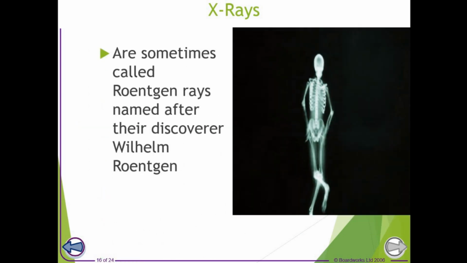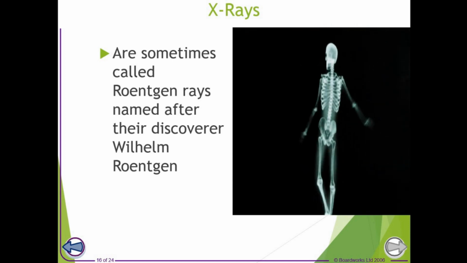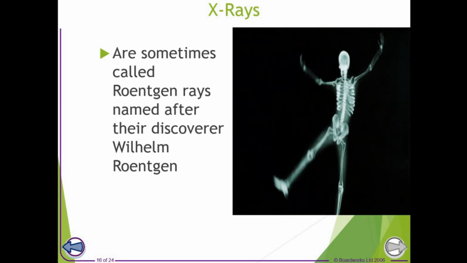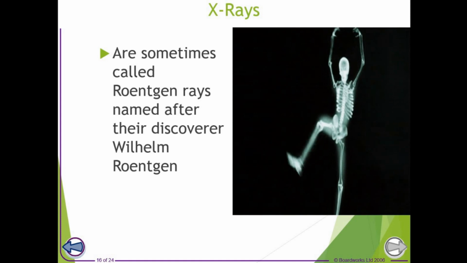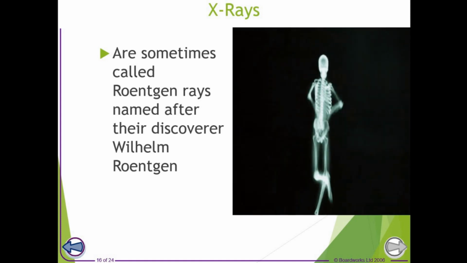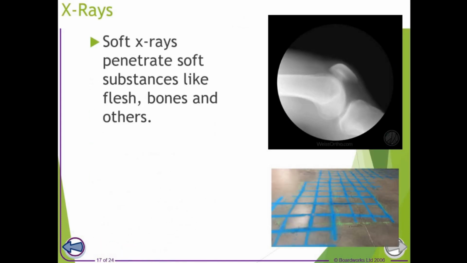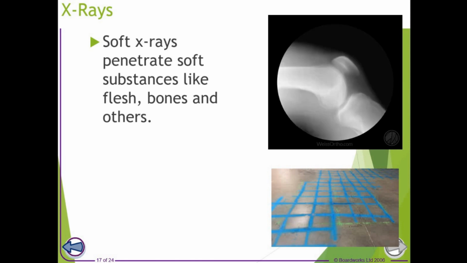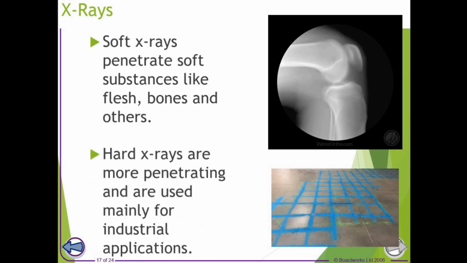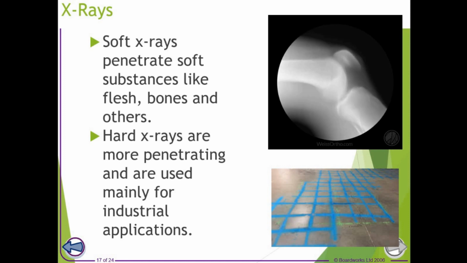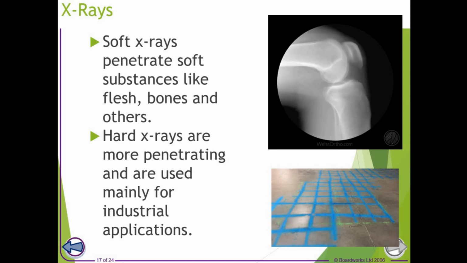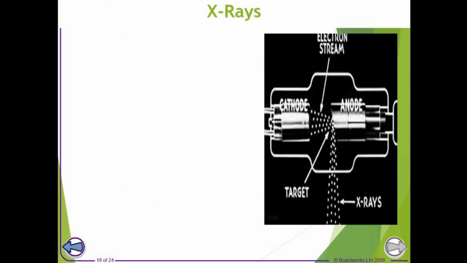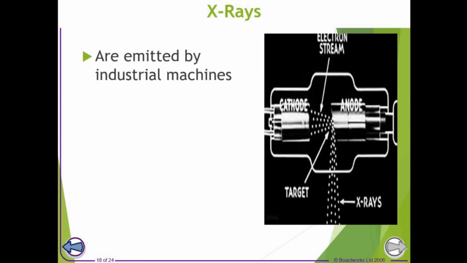X-rays are sometimes called Roentgen rays, named after their discoverer Wilhelm Roentgen, and are classified as soft or hard. When we say soft X-rays, these are X-rays which penetrate soft substances like flesh, bones, and others, while hard X-rays are more penetrating and are used mainly for industrial applications. X-rays are emitted by industrial machines used to measure tiny objects and detect flaws in products.